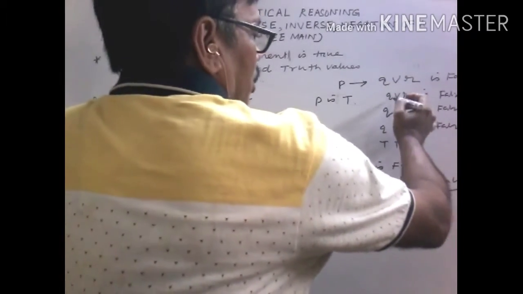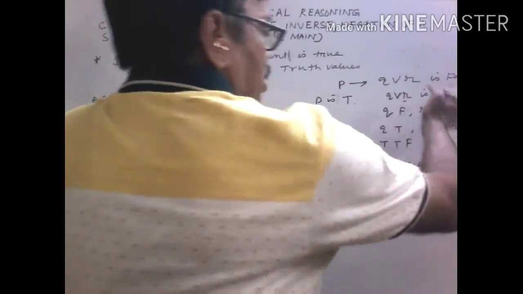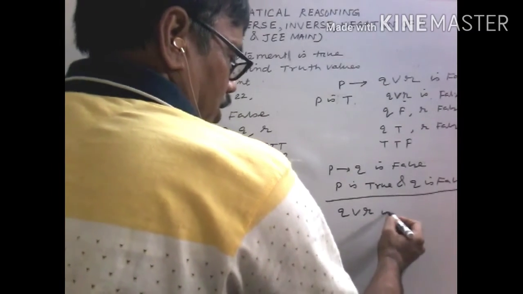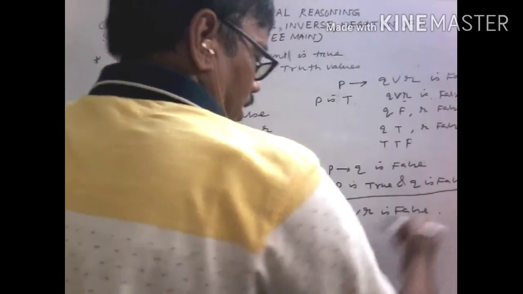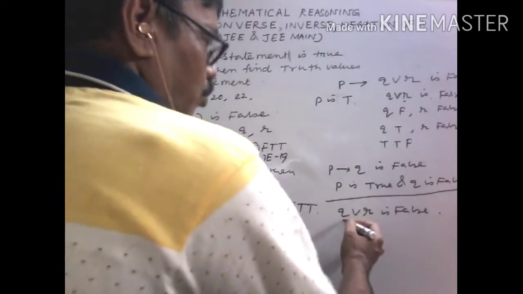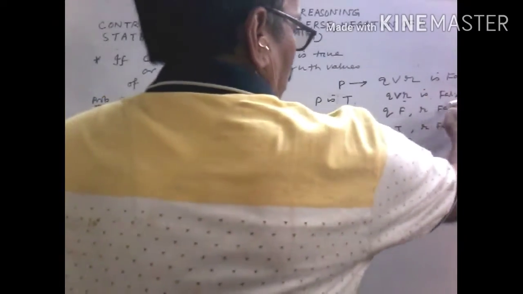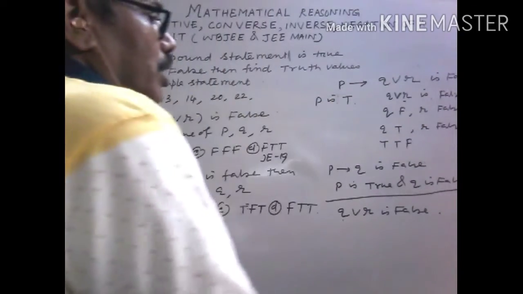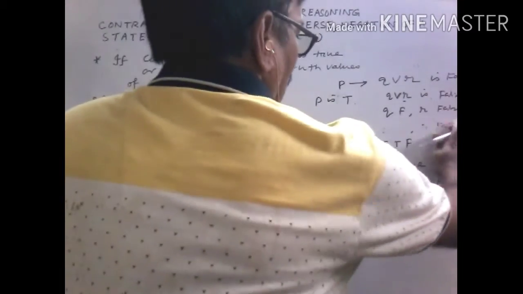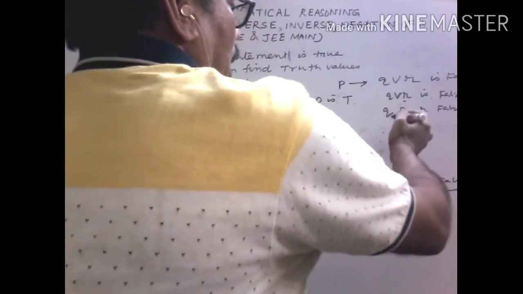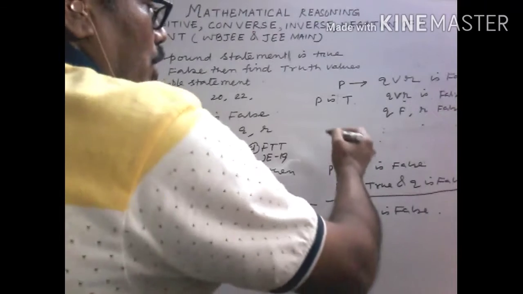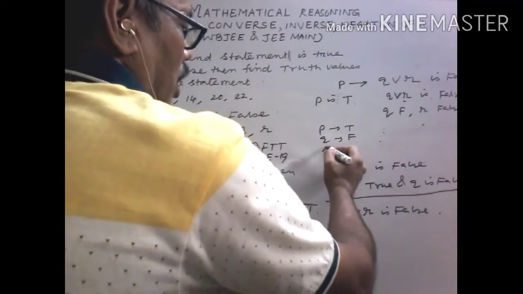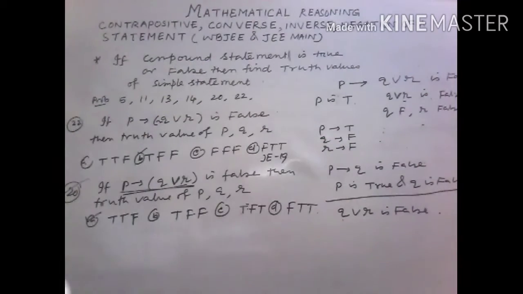So Q union R is false. That is a disjunction, and it is false in one case only. So what is the case? Both are false: Q is false and R is false. So P true, Q false, R false.